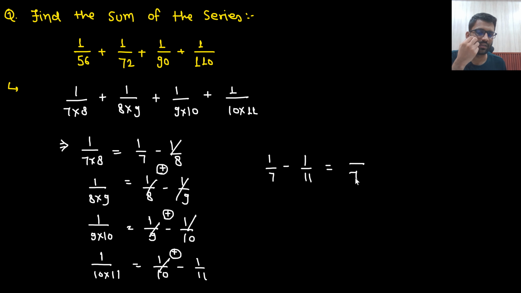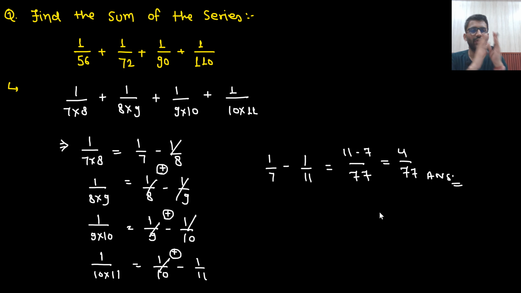What would that be? 11 minus 7 over 77. That would be 4 by 77. So this is the answer. In these kinds of problems, you will always find some relation. So 4 by 77 is the answer.